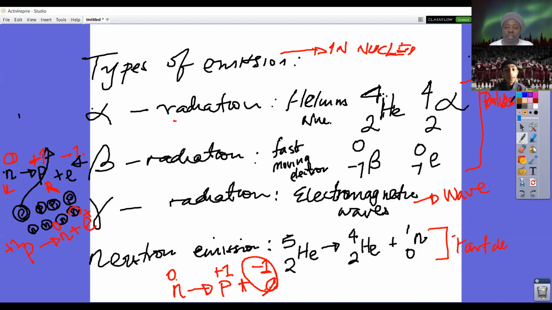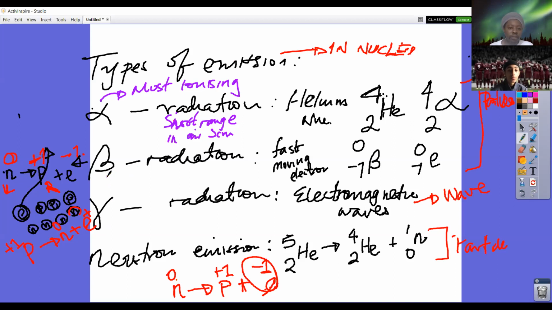So I might just use this. Okay. So short range. They only travel in air for about 5 centimeters. And they can be stopped by a piece of paper or by hand. But they are the most ionizing because of their size. And can I annotate that? Most ionizing. Yes, I can.